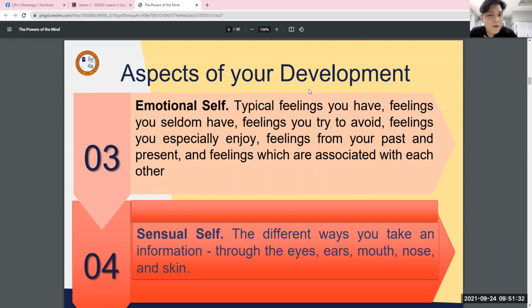Tao ka, meron kang nararamdaman. So as long as meron kang nararamdaman, your emotional self are developing. Okay, nakakuha ba? Nakakuha niyo yung point?